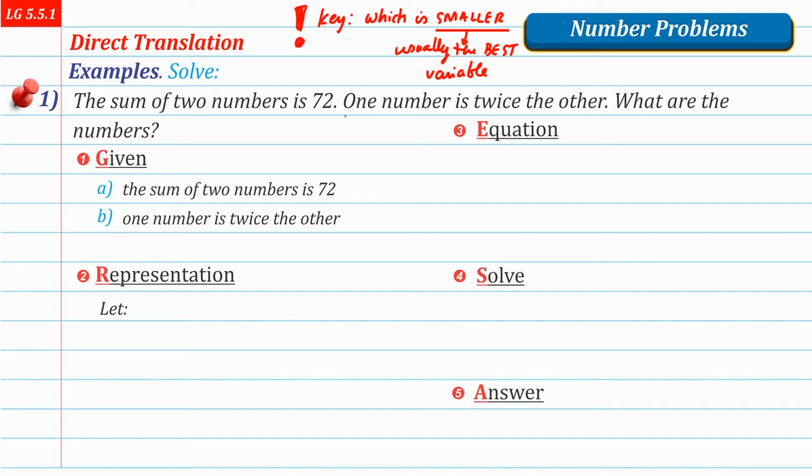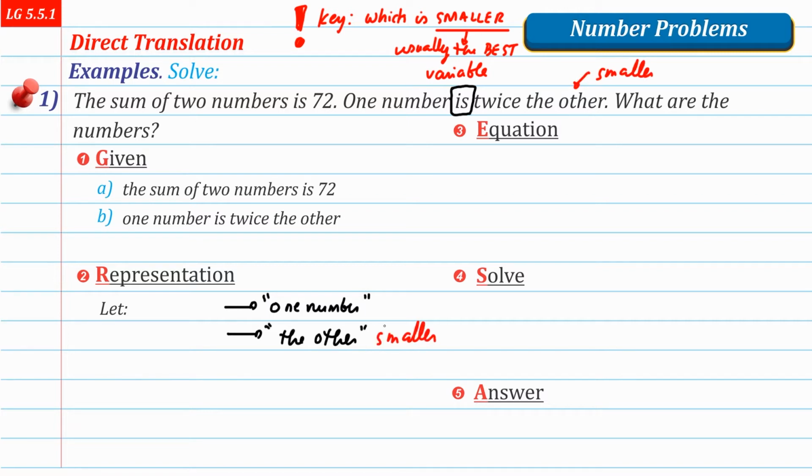Bakit? Okay, let me read this. The sum of two numbers is 72. Hindi mo alam kung ano yung mas malaki, mas maliit, diba? One number is twice the other. If we have two numbers, yung one number and yung the other number. Okay. Sino sa kanila ang smaller? May I ask you? Si one number or si other? Please type. The other. Very good. Kasi 2 times nito is yung one number. Ito po ang smaller. So, the other is smaller.